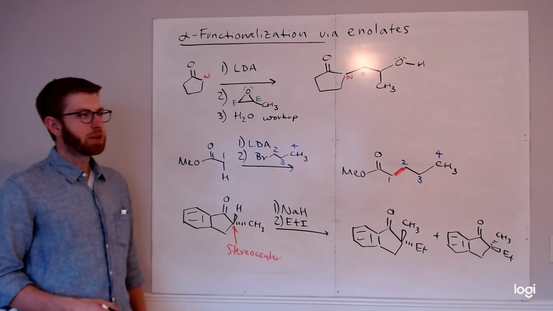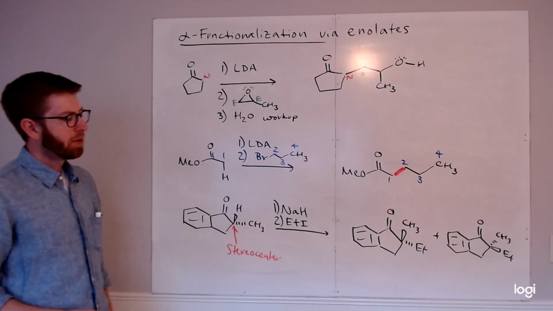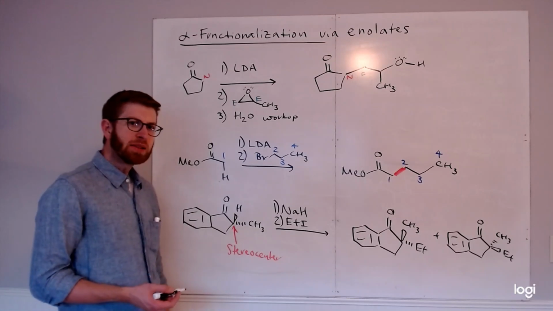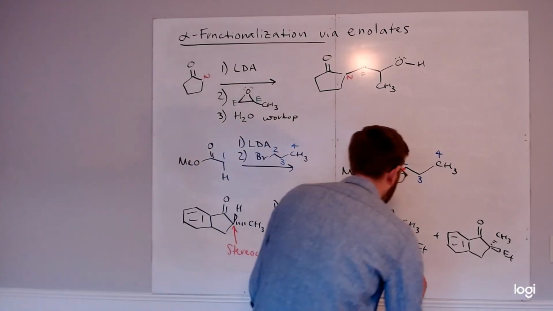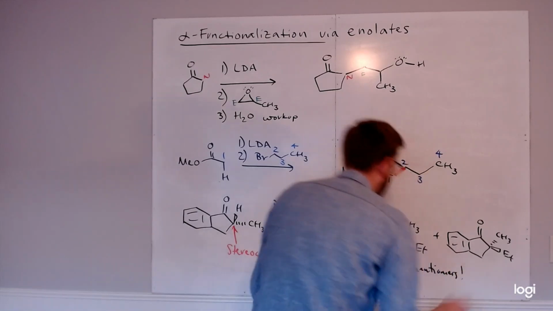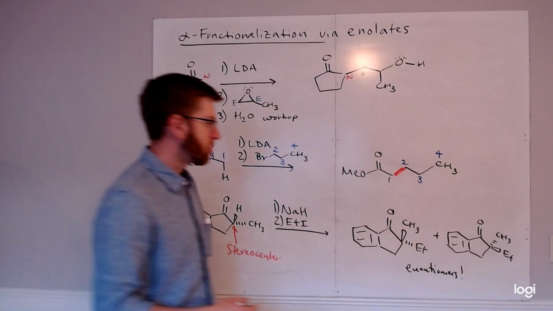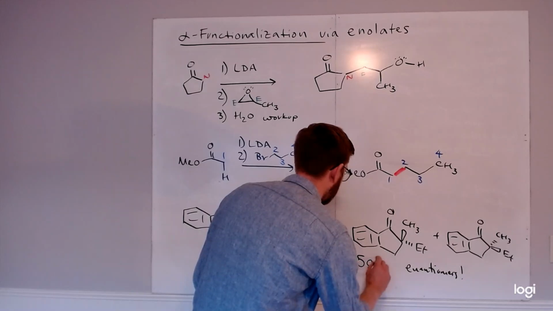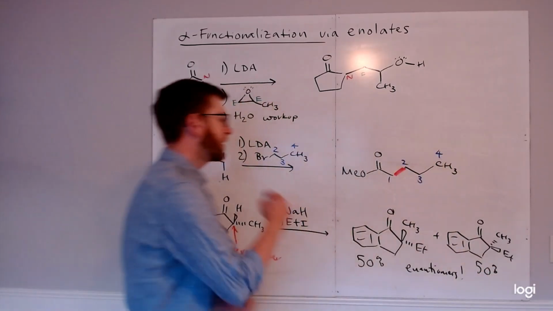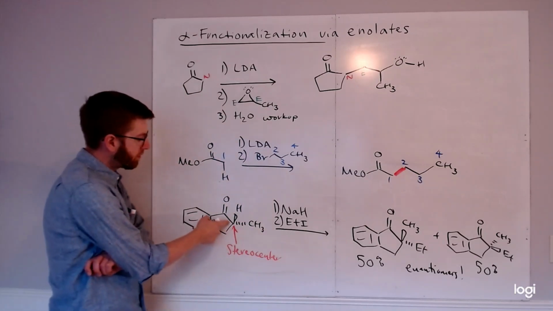So what's the relationship between those two structures? They're not diastereomers. They're definitely stereoisomers. I think they're enantiomers. Yeah, these are enantiomers. And it turns out you get 50% of each. So that sounds like we've racemized this stereocenter.